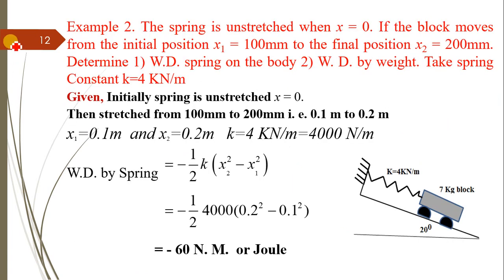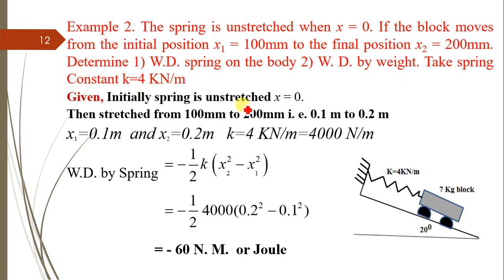Next, second example: the spring is unstretched when x is equal to 0. If the block moves from the initial position x1 of 100 mm to the final position x2 of 200 mm, determine the work done by the spring on the body. Second, the work done by the weight. Take the spring constant K equal to 4 kilonewton per meter.